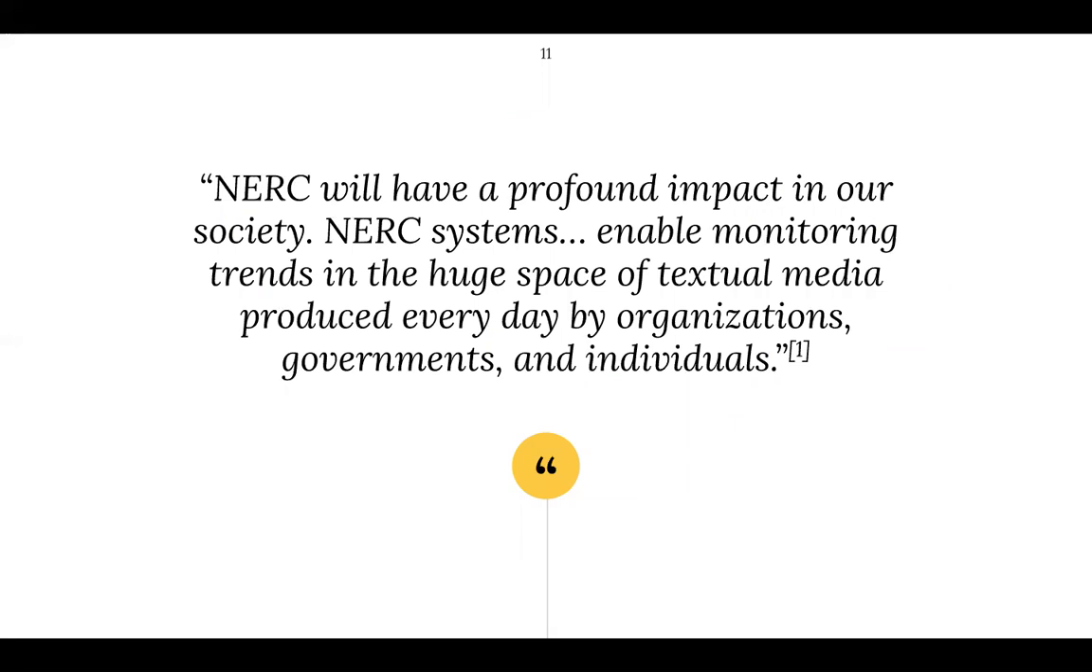From the conclusion of this paper, there was a really poignant quote that I will repeat to you now. NERC will have a profound impact in our society. NERC systems enable monitoring trends in the huge space of textual media produced every day by organizations, governments, and individuals. This brings to mind the thought of data volume and data velocity. We have a large volume of data coming at us at a very fast velocity, and we want to be able to extract information from that data.